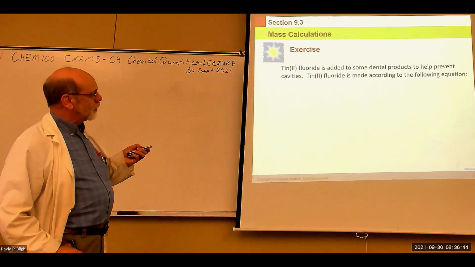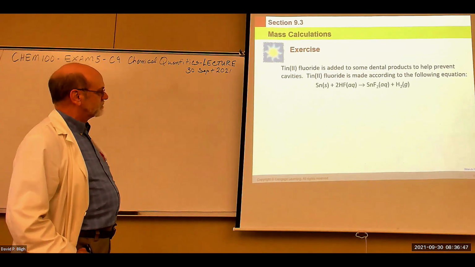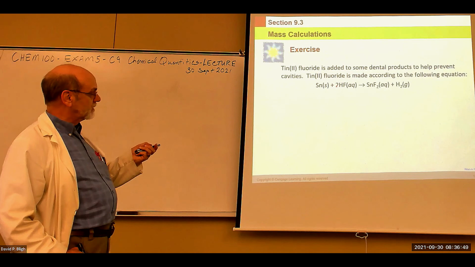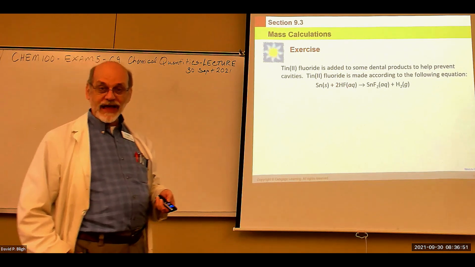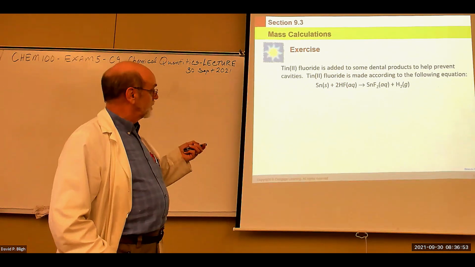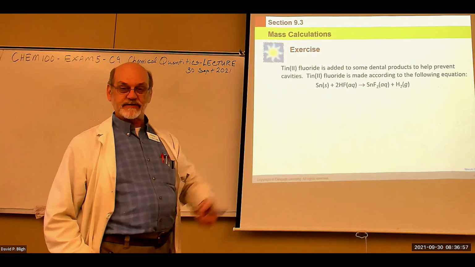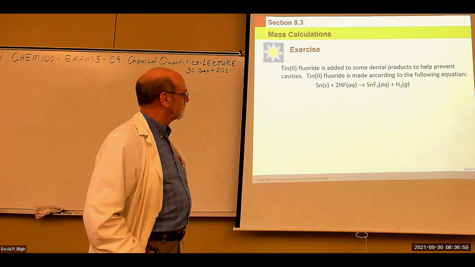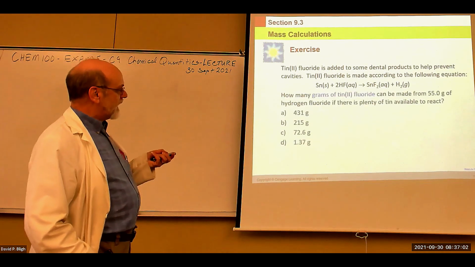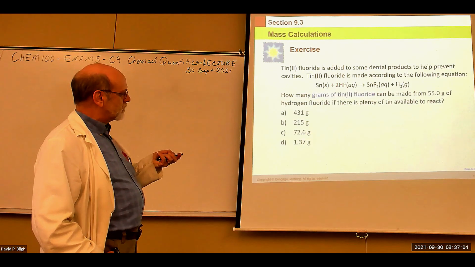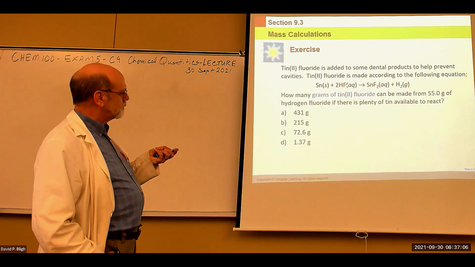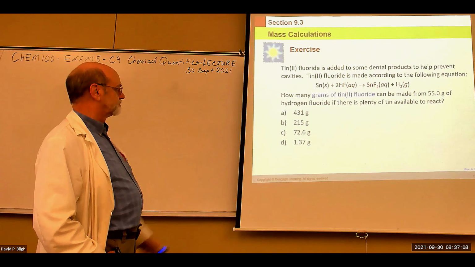So tin(II) fluoride is made according to the following reaction. We use tin metal and hydrofluoric acid, and that's the product with an evolution of hydrogen gas. Okay, that is a balanced equation: 2 hydrogens, 2 fluorides, and 1 tin.